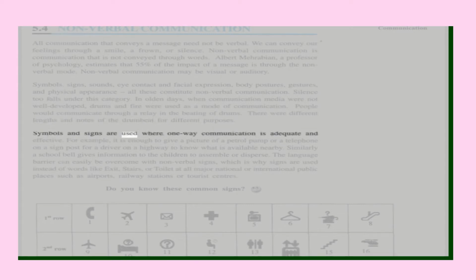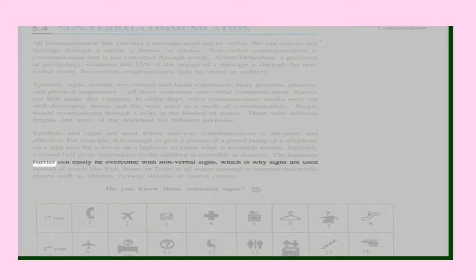Symbols and signs are used where one-way communication is adequate and effective. For example, it is enough to give a picture of a petrol pump or a telephone on a signpost for a driver on a highway to know what is available nearby. Similarly, a school bell gives information to the children to assemble or disperse.